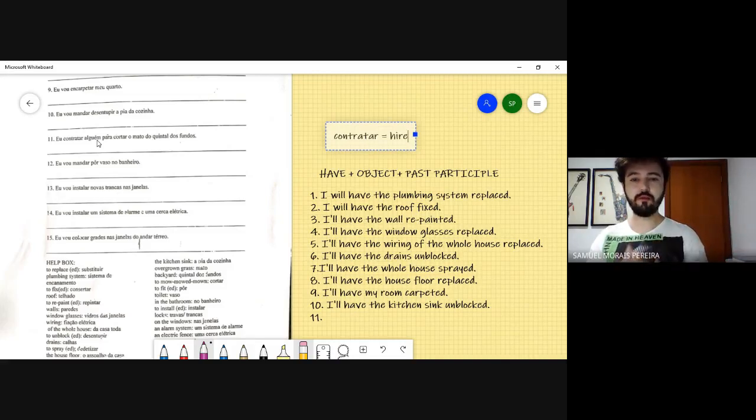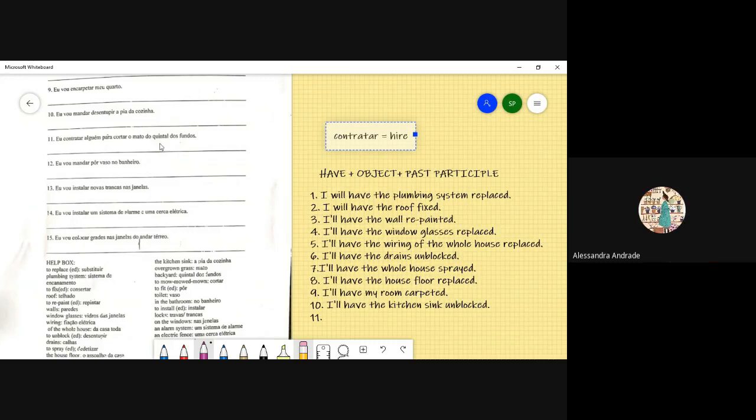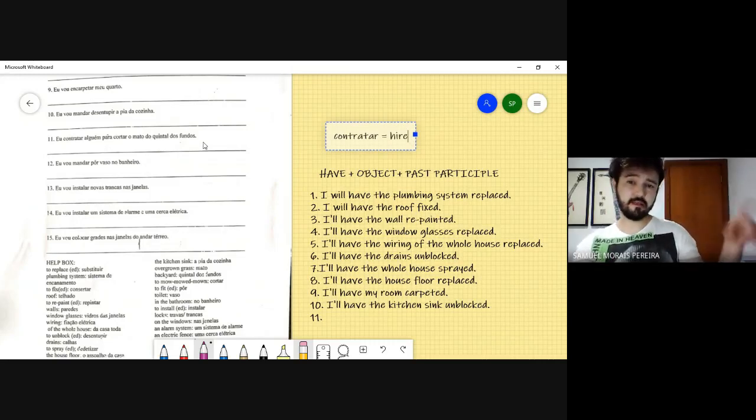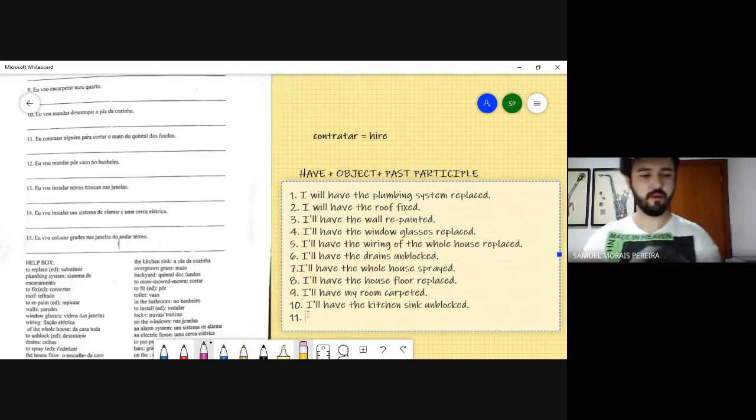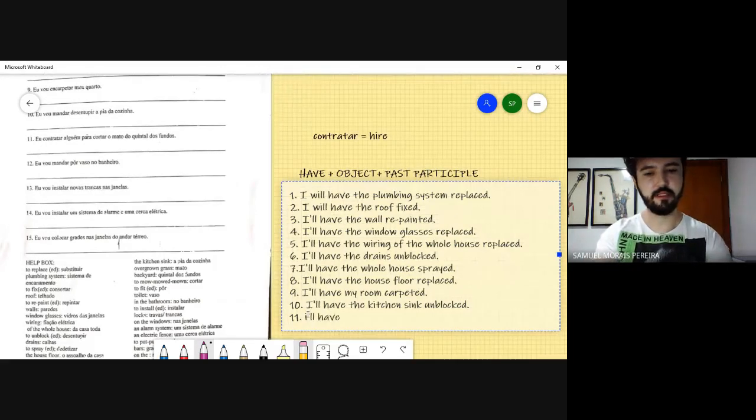But I want you to use the have something done structure. Quando você usa o have something done, você não precisa dos verbos mandar nem do contratar, porque a estrutura já transmite a ideia, tá bom? Então, Alessandra, você vai ter que montar a sua frase como se você estivesse falando assim, ó. Eu vou cortar o mato do quintal dos fundos, tá bom? Só que quando a pessoa usar o have, ela está dizendo que vai contratar alguém para fazer isso, ok? Do you understand? Yes. Okay, so I'll have, prossiga.